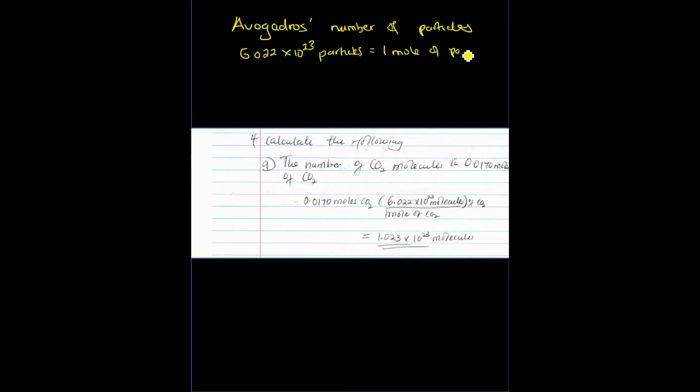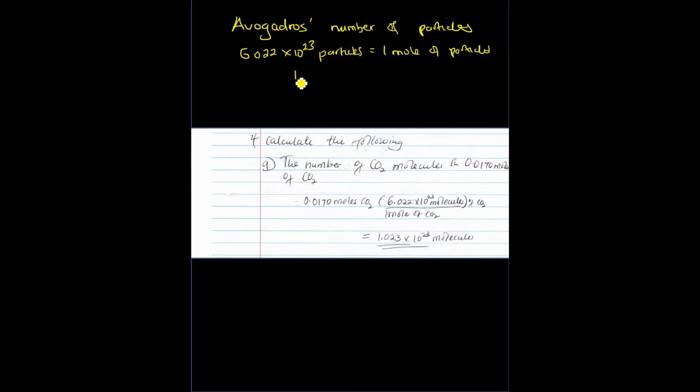Calculate the following: the number of CO2 molecules in 0.017 moles of CO2. So here you have to use Avogadro's number of particles. This is how it goes. 6.022 times 10 to the power 23 particles equals 1 mole of particles.